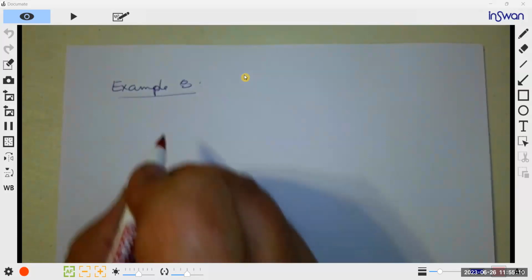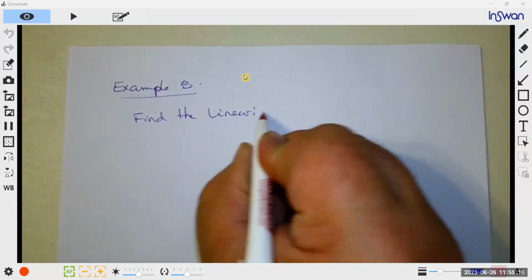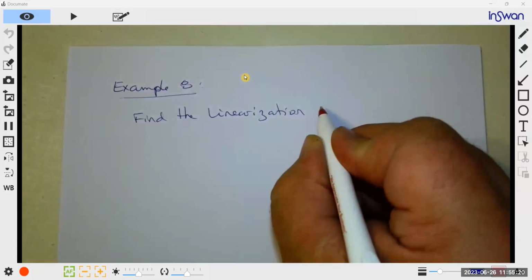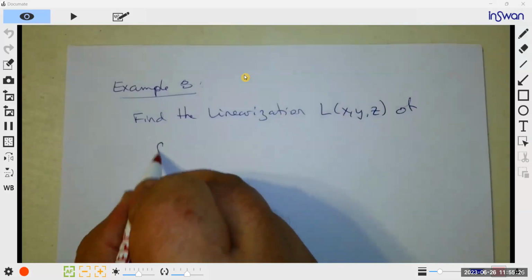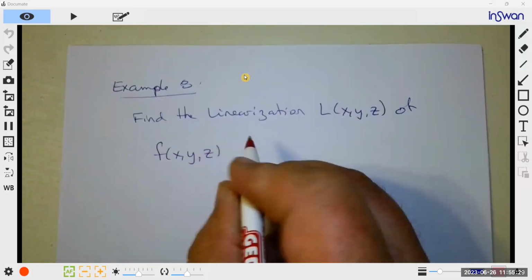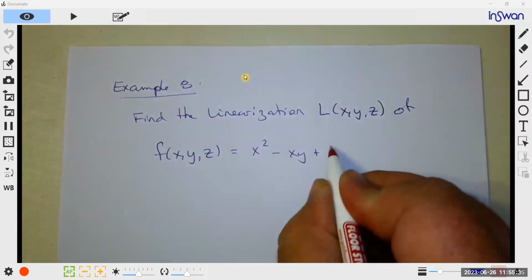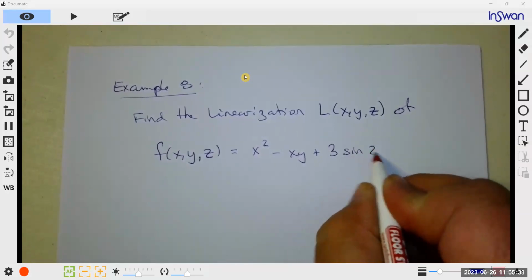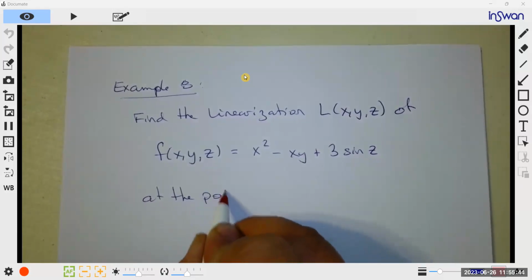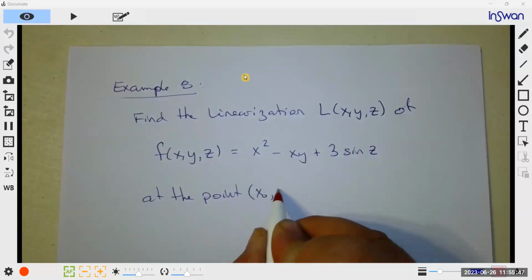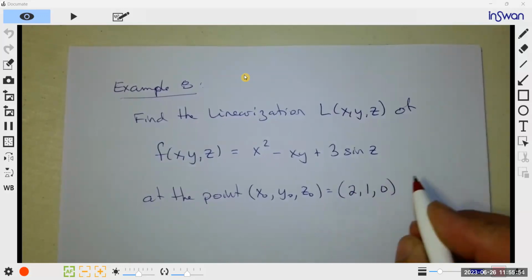Example 8. Find the linearization L(x, y, z) of the function f(x, y, z) equals x squared minus xy plus 3 sine z at the point (x0, y0, z0) = (2, 1, 0).